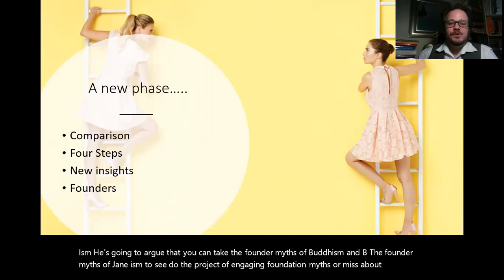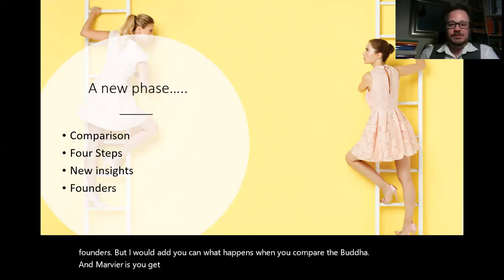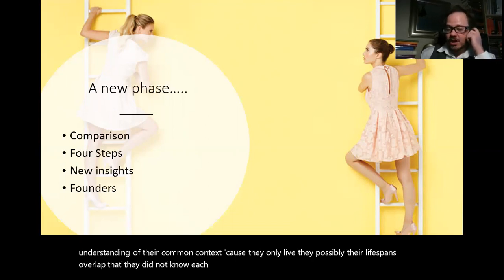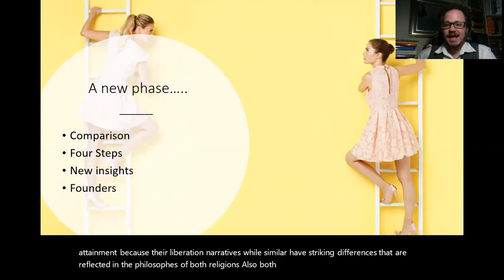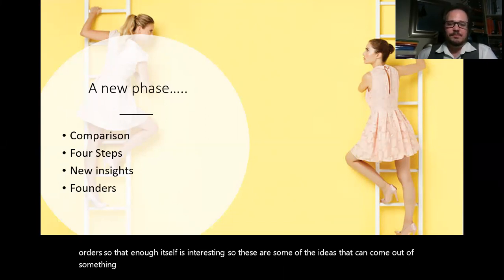But I would add, what happens when you compare the Buddha and Mahavir is you get a clearer understanding of these 2 founders. You get a greater understanding of their common context because possibly their lifespans overlapped, but they did not know each other. We get varied notions of enlightenment or religious attainment because their liberation narratives, while similar, have striking differences that are reflected in the philosophies of both religions. Also, both of these characters founded monastic orders. So that in and of itself is interesting.